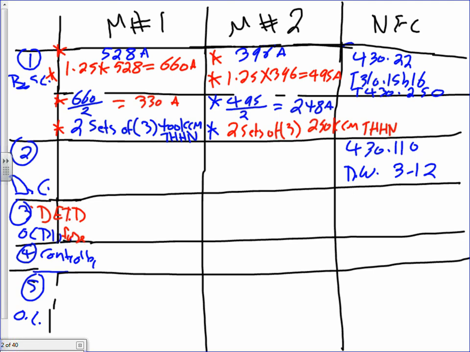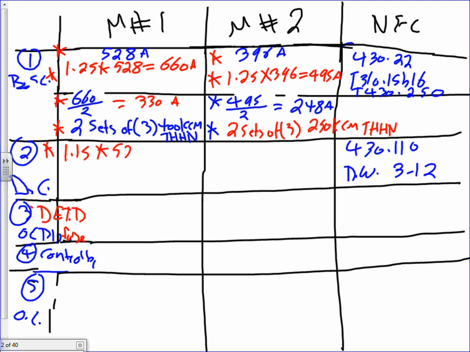Cool? If you go to 430.110, it tells you you have to multiply by 1.15. So for the disconnect for a motor, the multiplier is 115. Don't ask me why they can't make it 125 and call it a day, right? Why can't they make everything 125? Make it easy. As of now, you're stuck with the code. The code says no less than minimum. Minimum is 115. So multiply by 1.15, that's step number one.